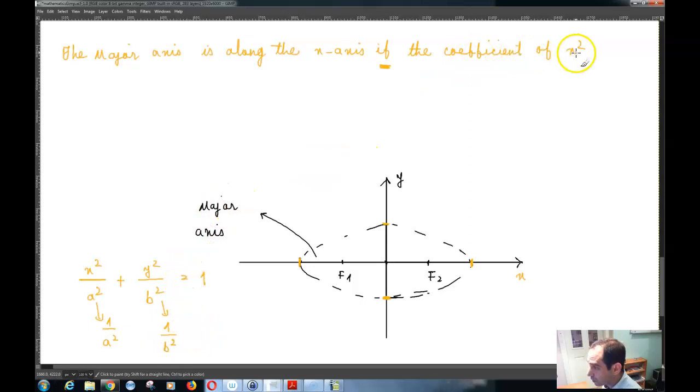Now if the coefficient of x squared has the larger denominator, meaning that if a squared is greater than b squared, then your major axis is along the x-axis. And the major axis is along the y-axis if the coefficient of y squared has a larger denominator. So basically the same condition you can use for the y-axis. This is important, and it's something that you need to pay attention to.